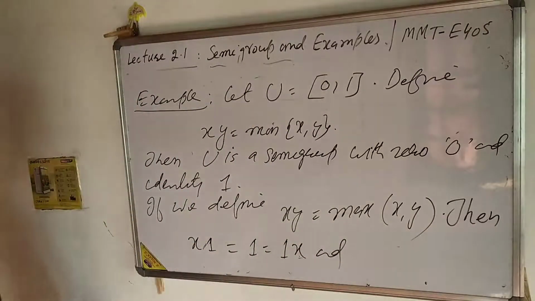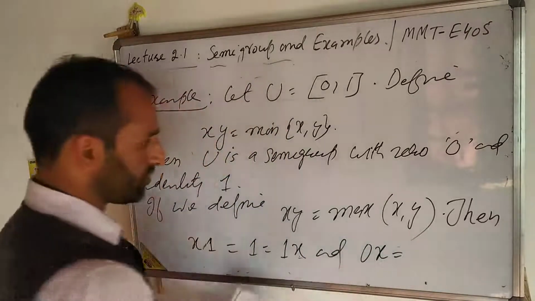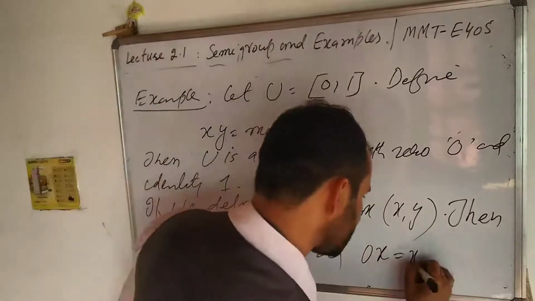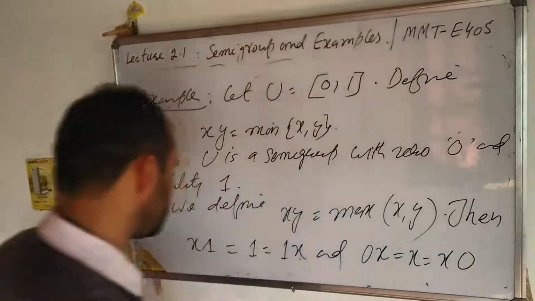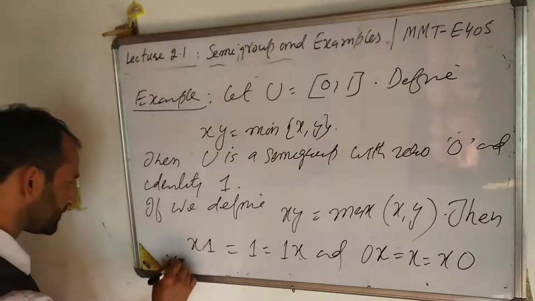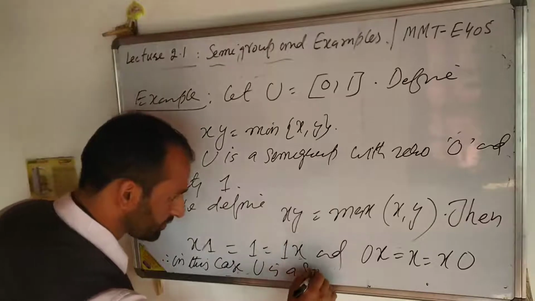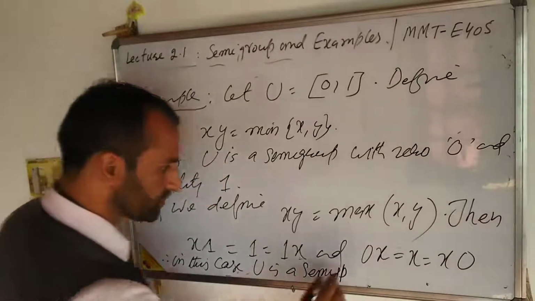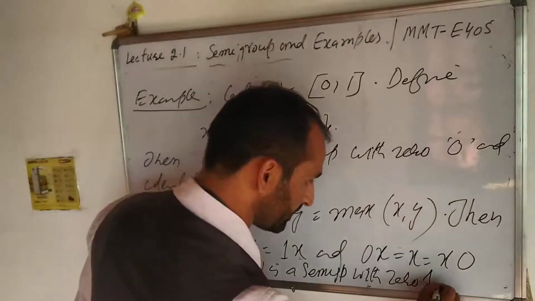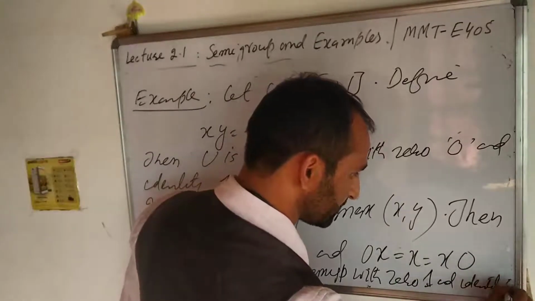And you can verify that 0 is the identity in that case. 0 is not the zero element, because 0 * x, where x lies in this interval, is the maximum, which is always x. It is equal to x, which is equal to x * 0. So therefore in this case U is a semigroup with zero 1 and identity 0.